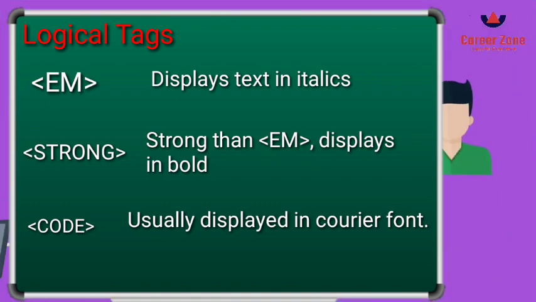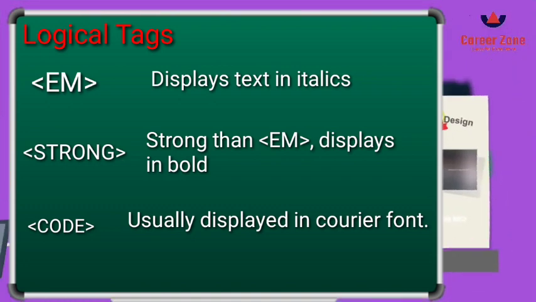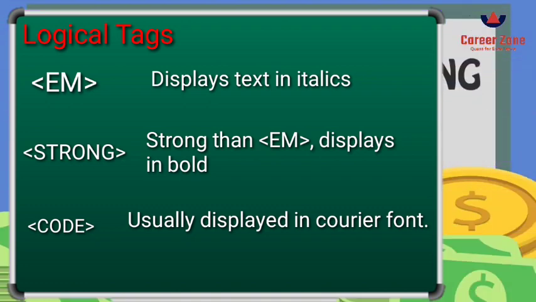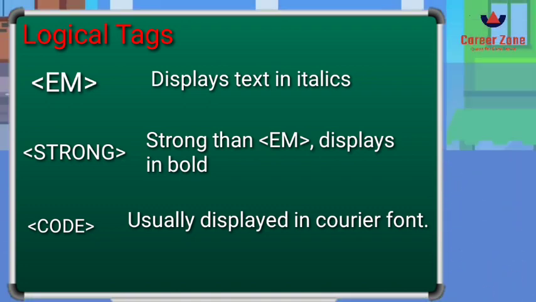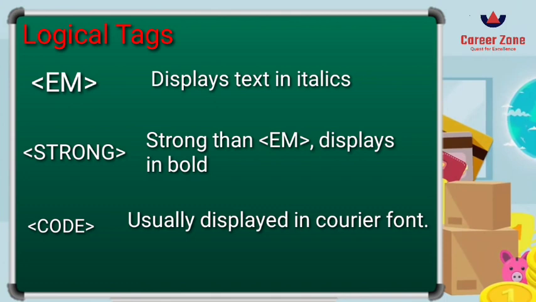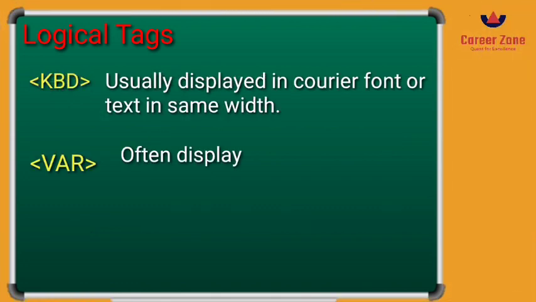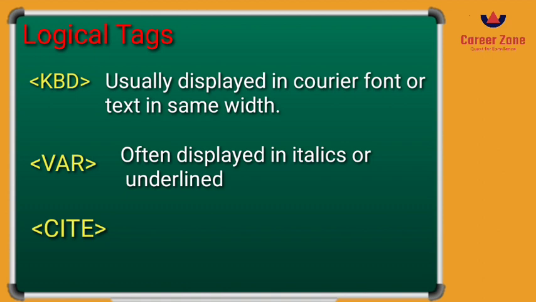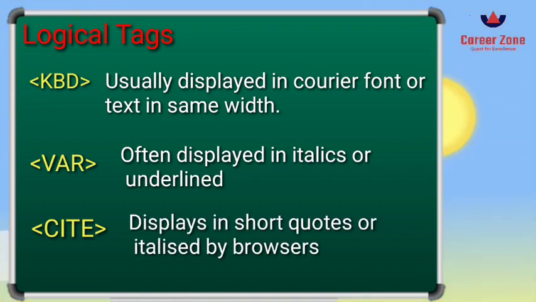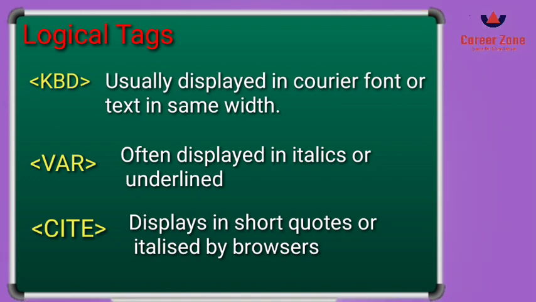Third is the code tag. Code is actually displayed in a Courier font, where the width of each character will be the same. KBD also works like a Courier font or a similar font with the same width for each character.